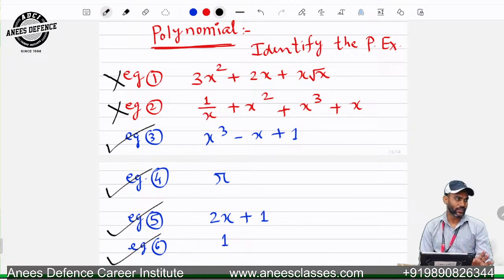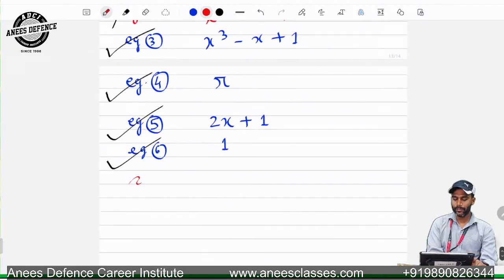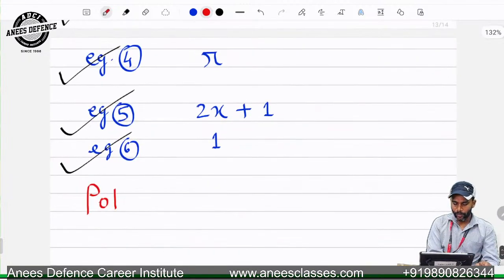Now see, let me tell you the definition. Every combination of constant and single variable I'm talking about is known as polynomial if the power of the variable x in each term is a whole number, not natural number. So power should be whole number. That's it. Power should be whole number. So you can just write it down here.